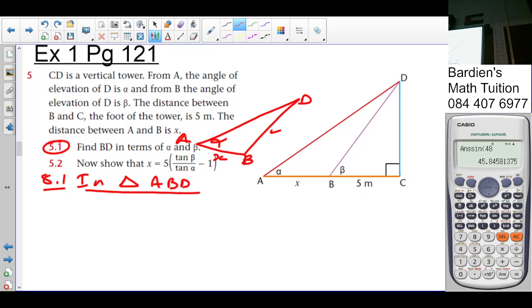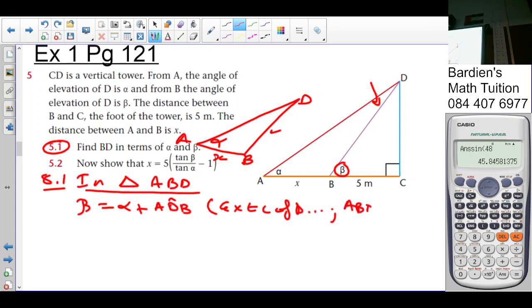So if you look at what we have here, we have beta, which means to say we can calculate that angle there. And how can that angle be calculated? We're going to say that beta is equal to alpha plus ADB. Why? Because that's the exterior angle of triangle ABD. So angle ADB, sorry, is equal to beta minus alpha. Okay, so there we have this as well.